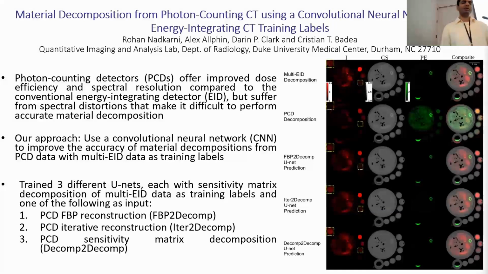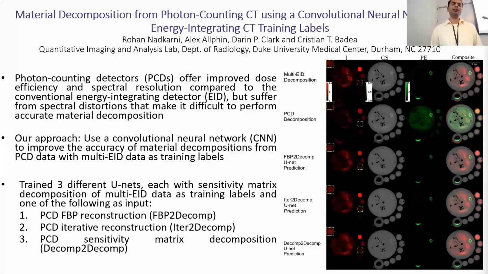My poster presentation is about using deep learning to improve the accuracy of material decomposition from photon counting CT. I trained a UNet with multi-EID matrix inversion decomposition of ex vivo mice as training labels, and I tried 3 different choices of network input derived from PCD scans of the same mice.